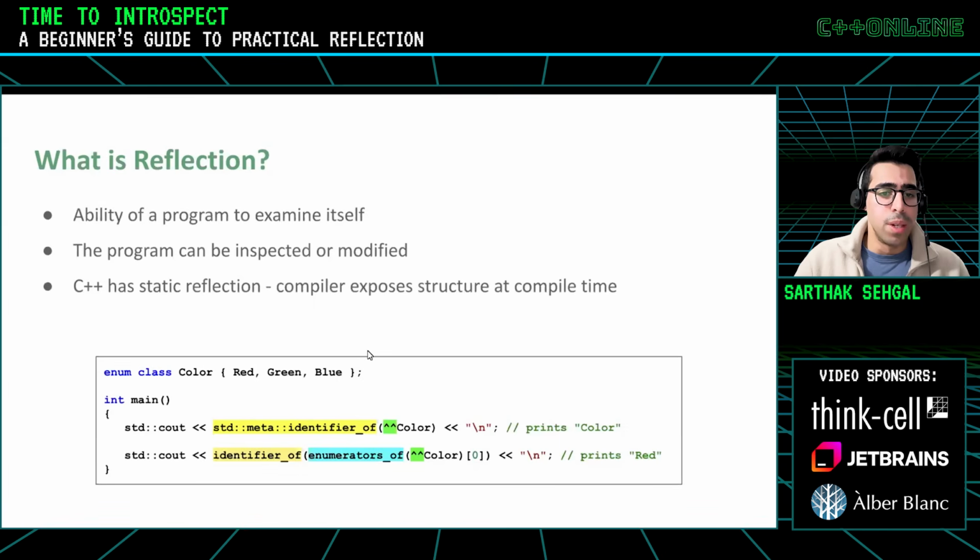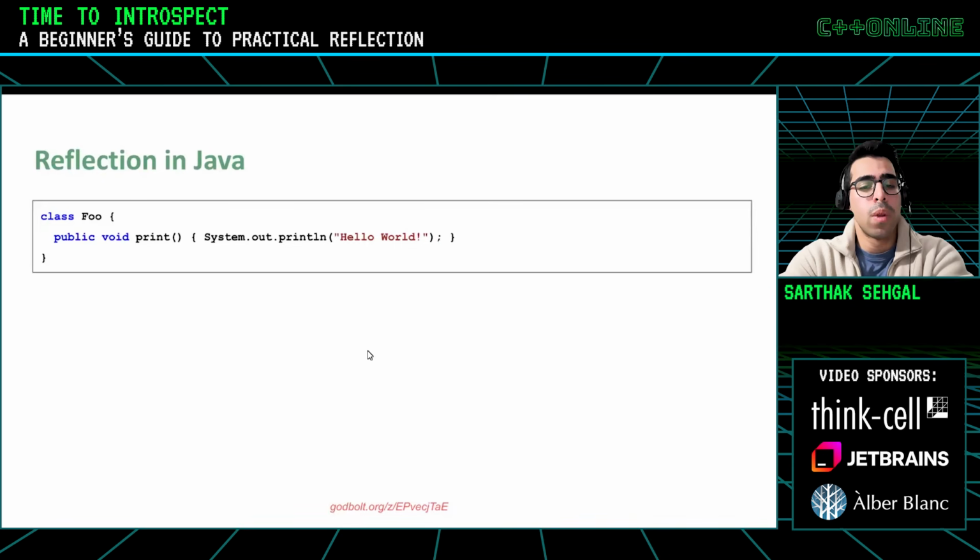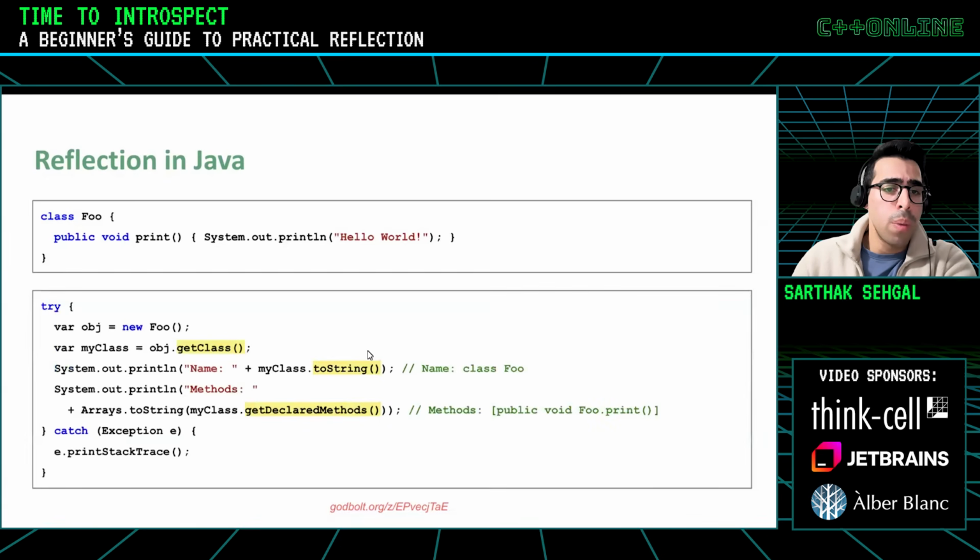Now, before we look at reflection in C++26, let's have a look at some of the languages, in particular Java and Python, and how they implement reflection. There's been support in these languages for a long while now. So consider this code in Java where I have this class Foo. There's a simple method in the class called print. All it's doing is printing hello world on standard output. I can do something similar in Java where I'm getting an object of the class called obj. Then I'm getting a class from that object with the .getClass method.